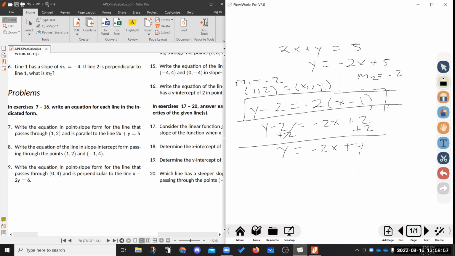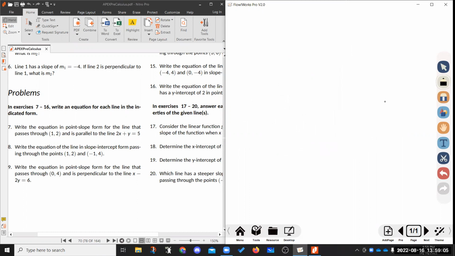My answer is up here, but most teachers are going to want you to solve for y when you write the equation of the line. Write the equation of the line in slope intercept form, passing through the points (1, 2) and (-1, 4). So we're going to first find their slope, 4 minus 2 over -1 minus 1. Going to be 2 over -2 is -1 for my slope.